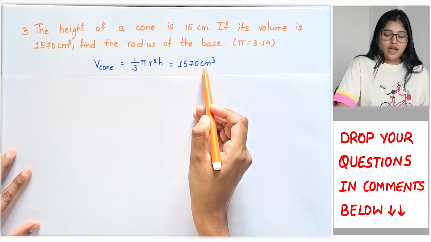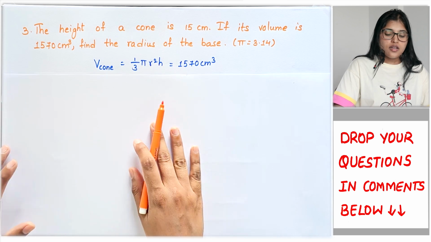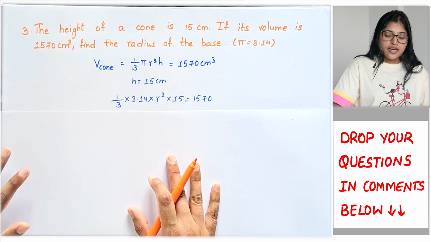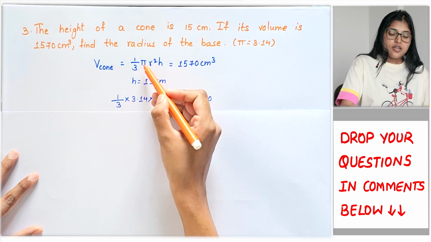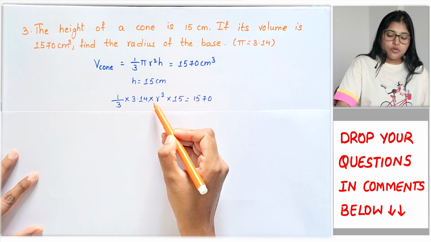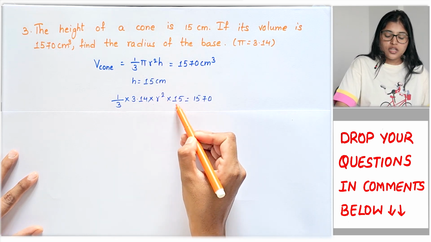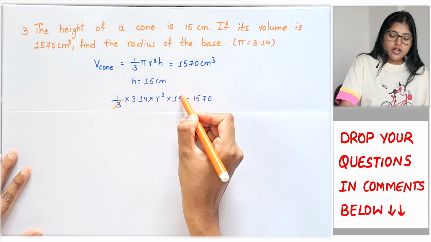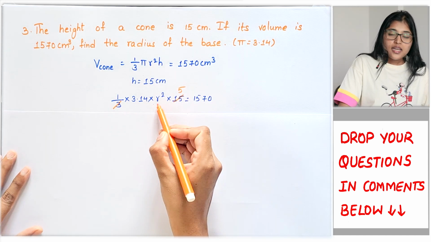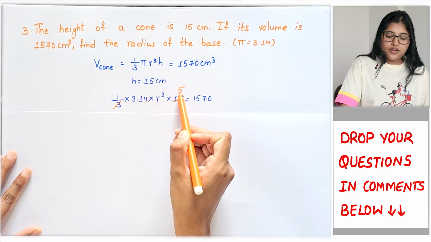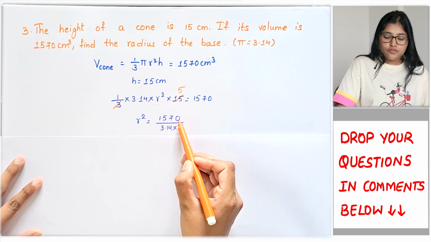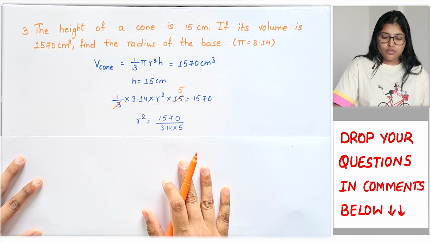Equating it to the given value, to find r, I can substitute h as 15 centimeters, that is given to me, and I can write it as 1 by 3 pi, where pi is 3.14, into r square into h, which is 15, should be equal to 1570. Here 3 fives are 15. Making r the subject and sending 3.14 and 5 to the other side, I can write r square equals 1570 by 3.14 into 5.